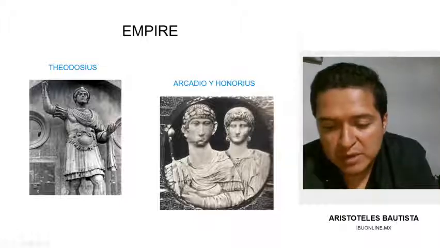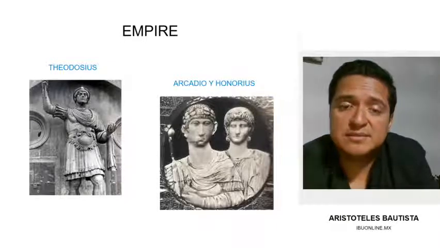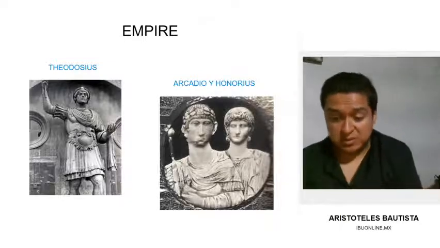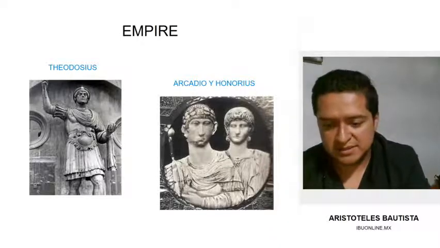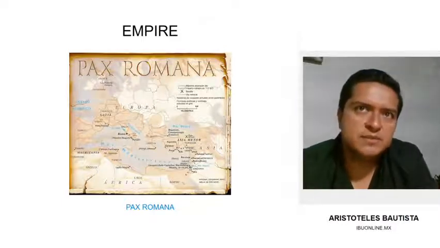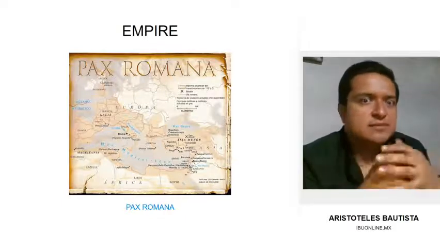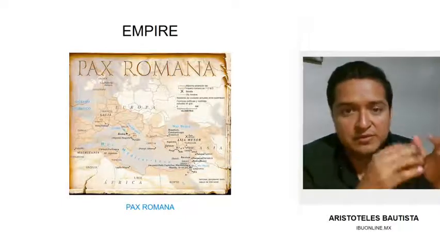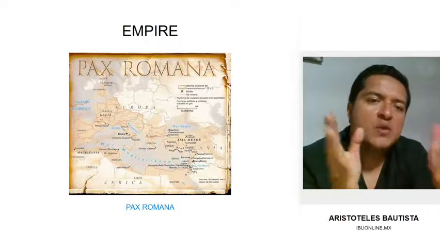The Eastern Roman Empire lasted about 1,000 more years. That's incredible how they could keep the empire going for at least 1,000 years. That's amazing. So what was the secret of this kind of success? Okay. The success was this: Pax Romana.